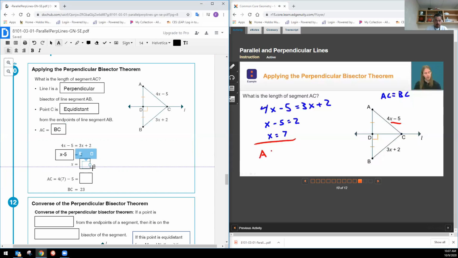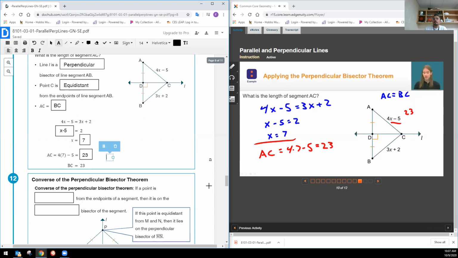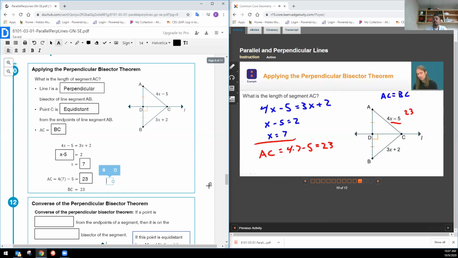And when I do that, I learned that AC is equal to 4 times 7 minus 5, 28 minus 5, which equals 23. So I know now that AC must be 23 units. And furthermore, since AC has the same length as BC, I know that BC must also be 23 units.